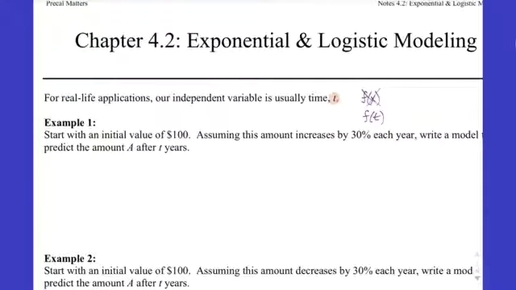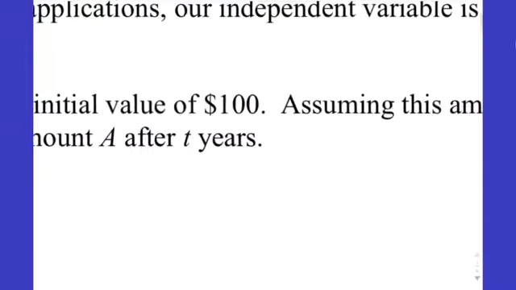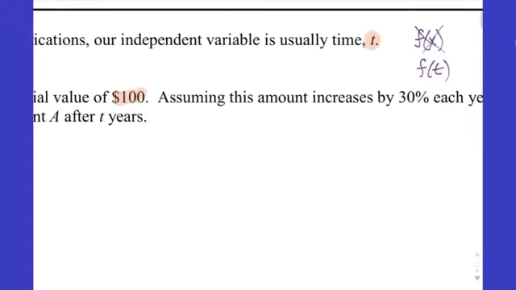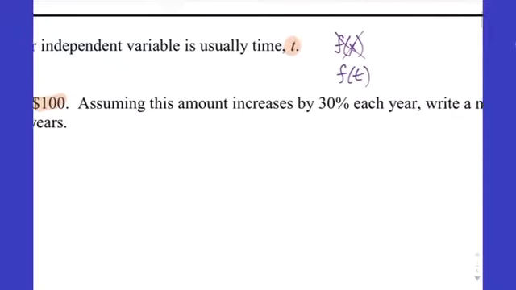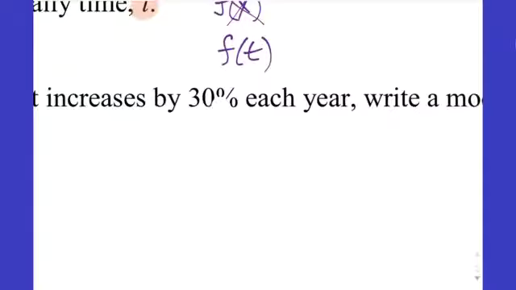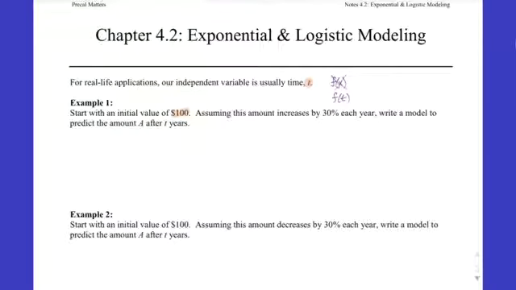So here's example 1. We're starting with an initial value of $100. Man, who wouldn't want that, right? Start with $100. Assuming that that amount of $100 increases by 30% each and every year, write a model to predict the amount A after t years.